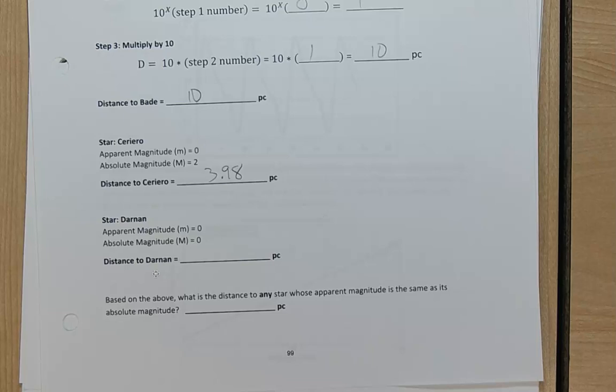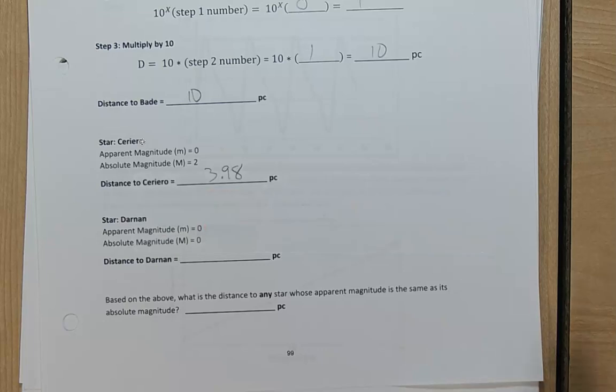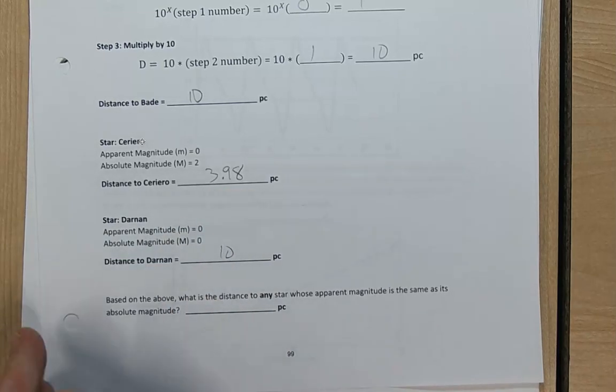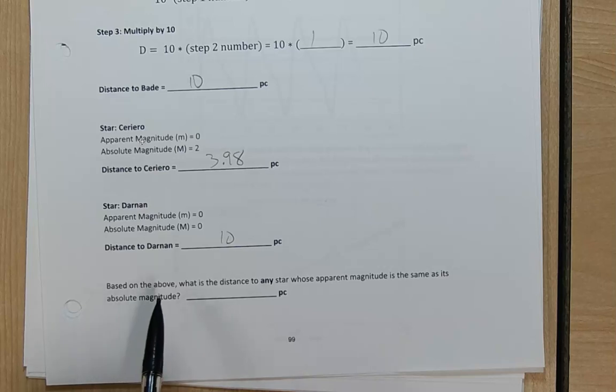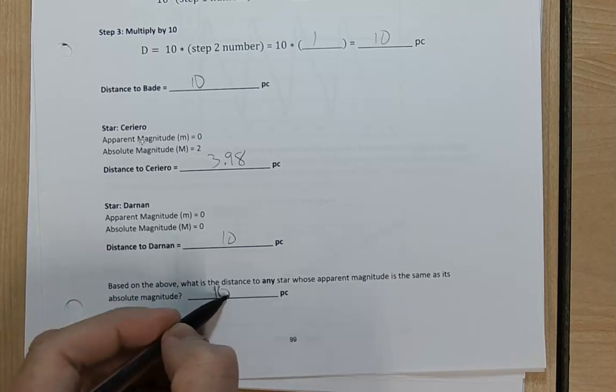And then what about Darnin? Little m equals 0, big M equals 0. What happens when little m equals big M? 10 parsecs again, just like we expected. All right. So based on the above, what is the distance for any star whose apparent magnitude is equal to its absolute magnitude? Always 10 parsecs.